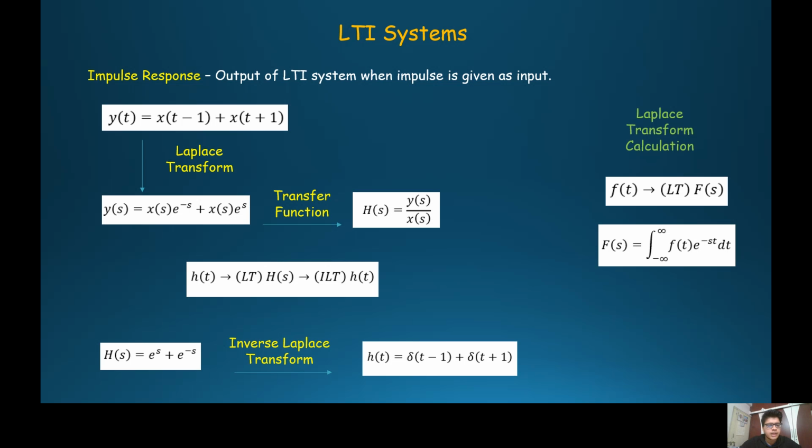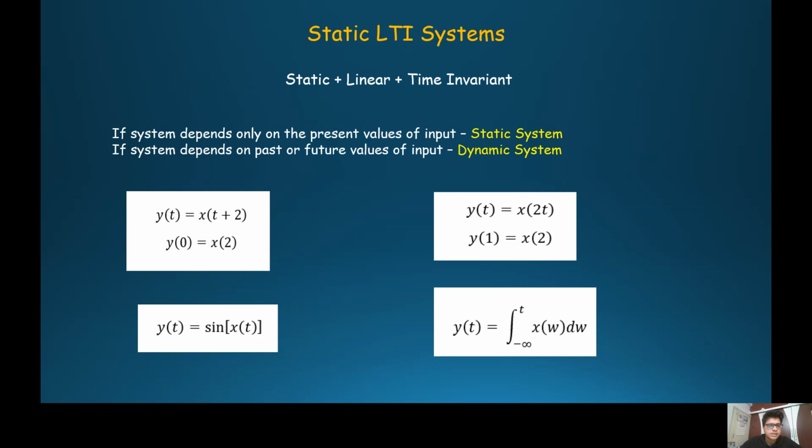Now there can be different types of LTI systems, such as static LTI systems or causal LTI systems. Let's see what a static LTI system is. For a system to be a static LTI system, it must be static as well as linear as well as time invariant. As we have seen what linear and time invariant systems are, let's see what a static system is. If the final output depends only upon the present value of input, then we say the system is static. Otherwise, if it depends upon past or future values of input, then we say that the system is dynamic in nature.